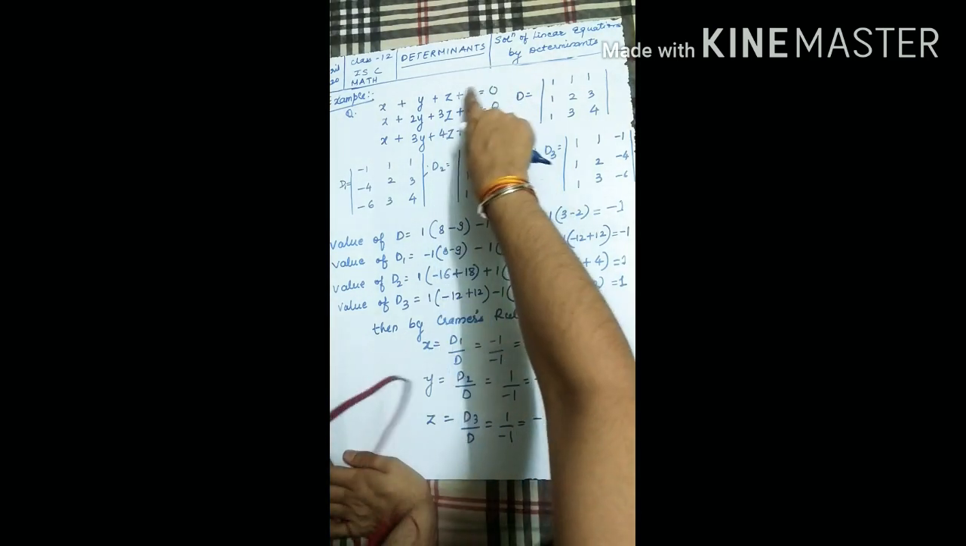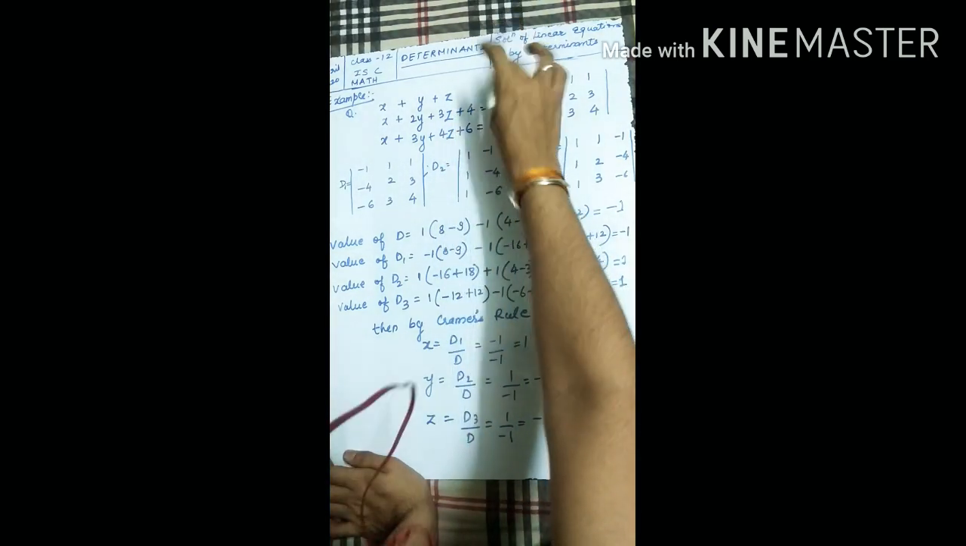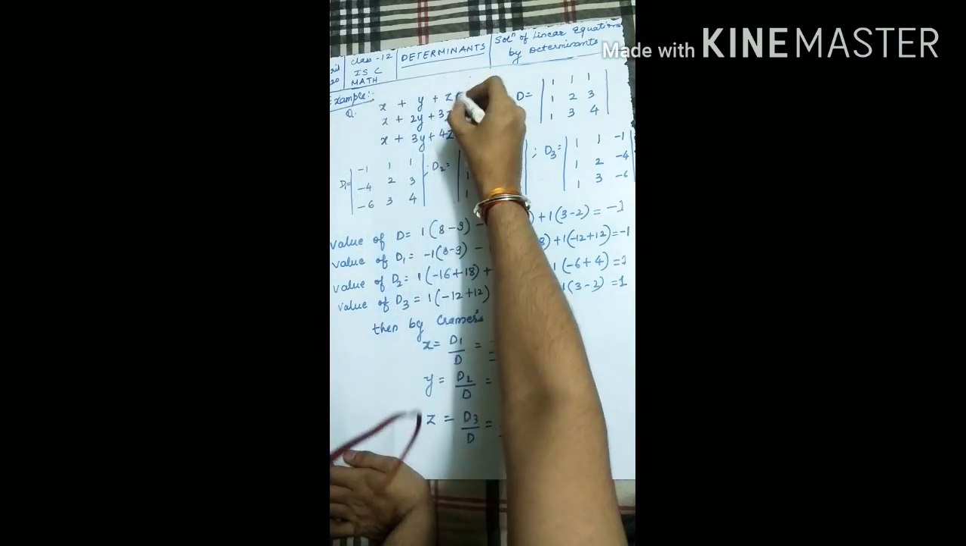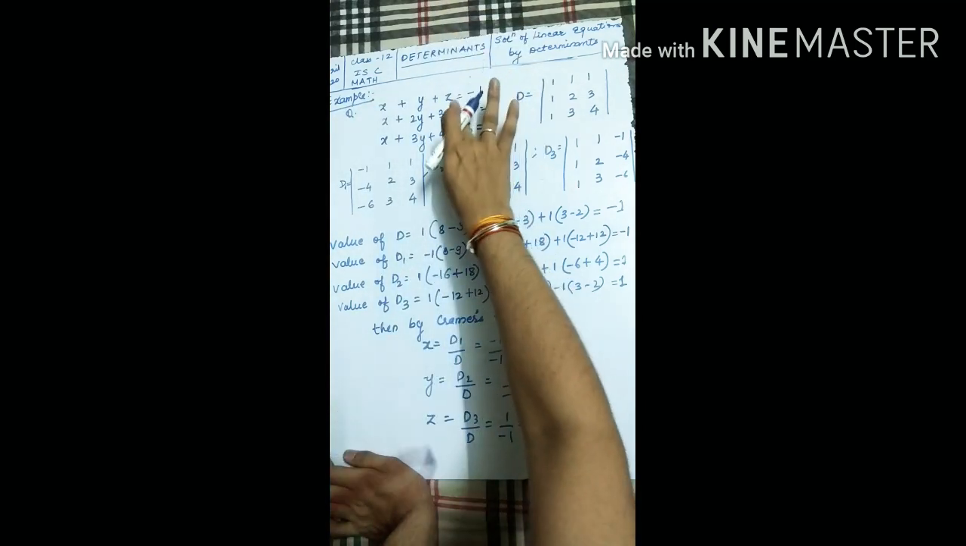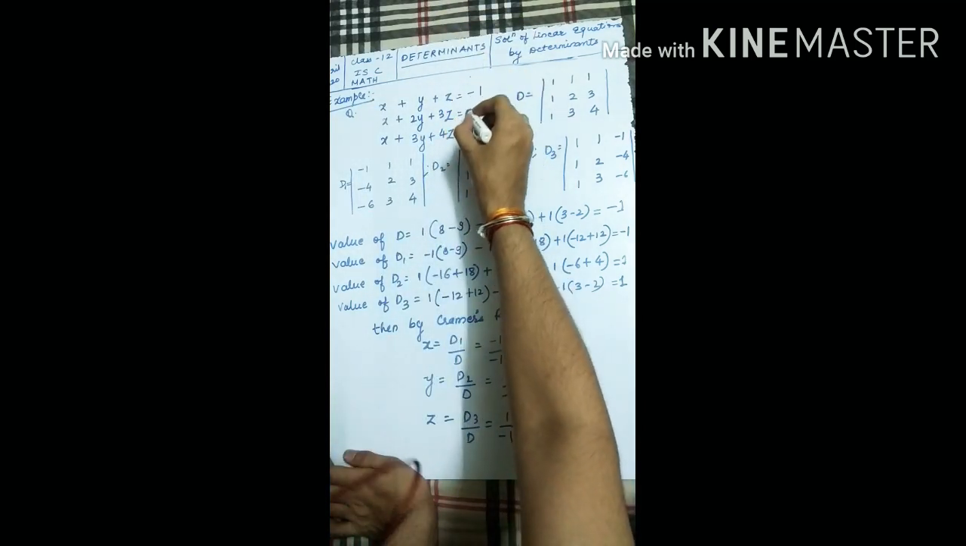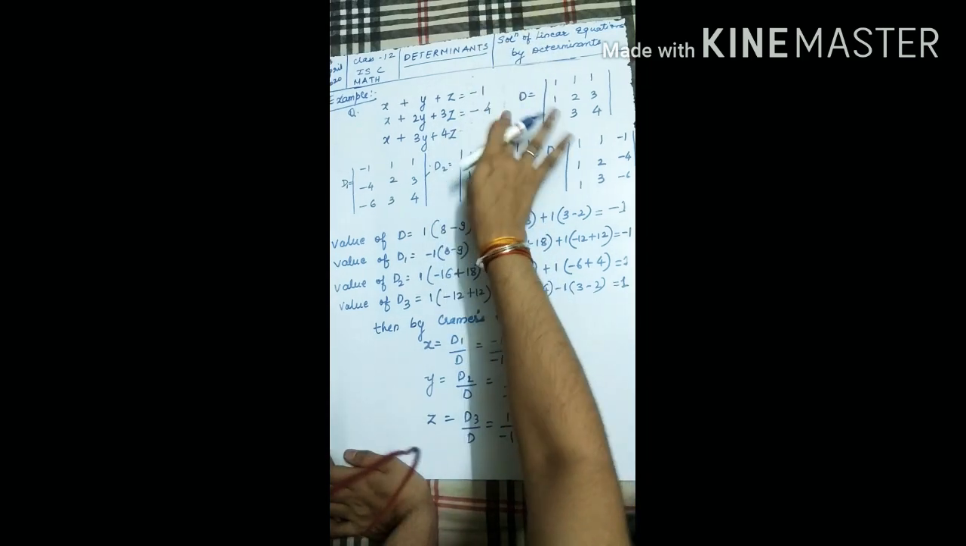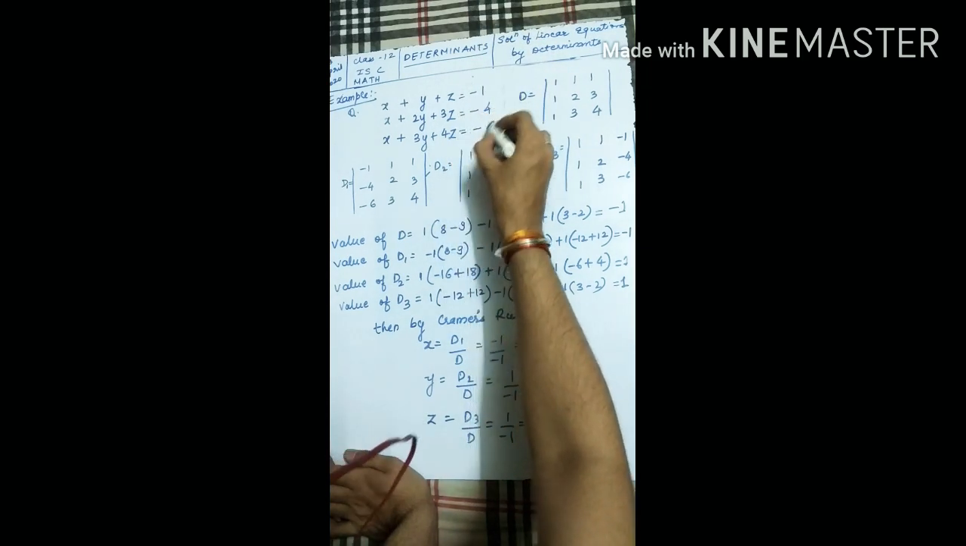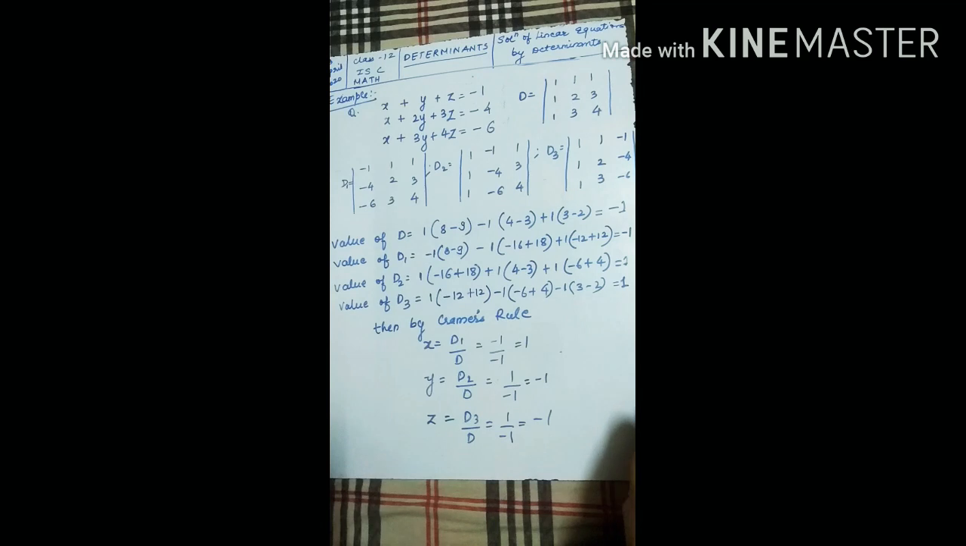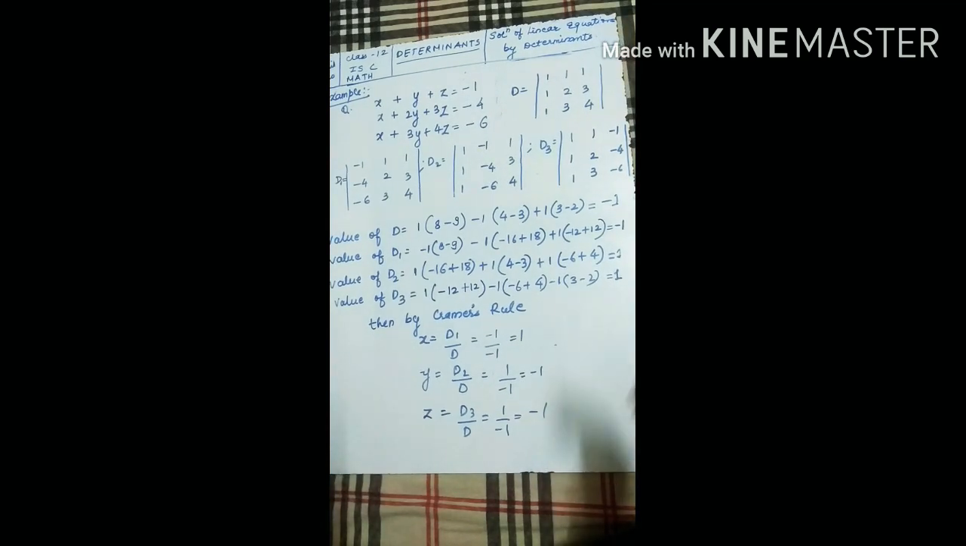Take this plus 1 to this side, so we get this equal to minus 1. Take plus 4 to this side, so this will be equal to minus 4, and plus 6 to this side, so this will be equal to minus 6. Now let us start the procedure of finding the values of x, y, z.